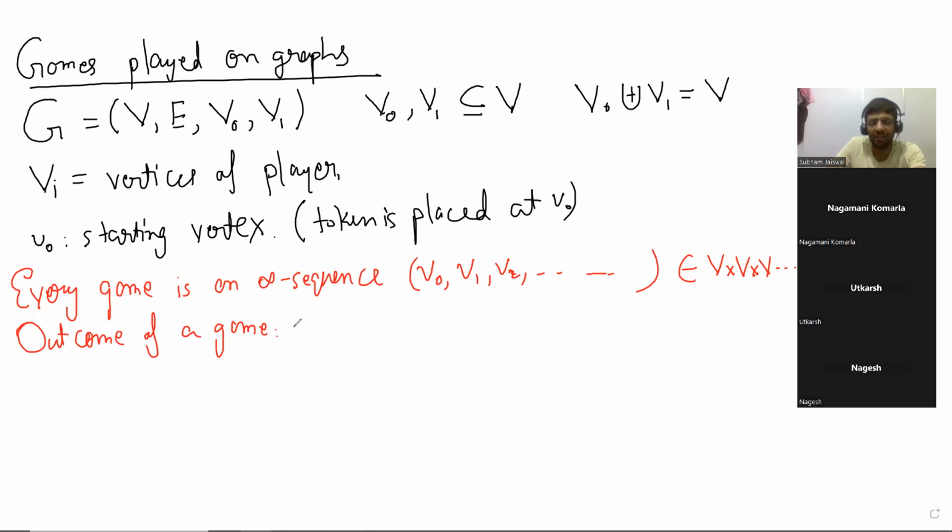So the outcome of a game will be defined very, very abstractly. So what is an outcome? You would say there is no rule, but at the end of the day, the outcome is an association that associates every game to a number. Given a game, which means given a sequence, it associates it to a number. So the outcome will be defined as a function, as an association, from a game to a number.